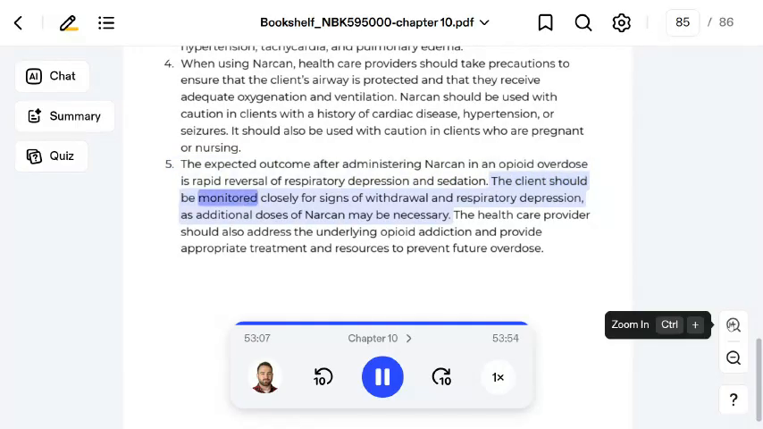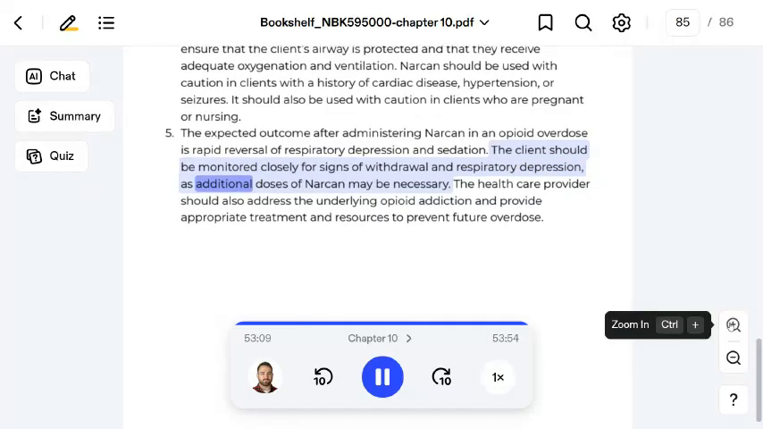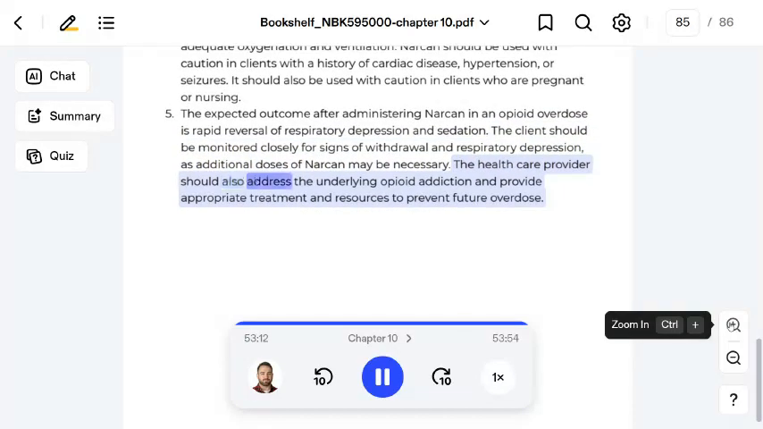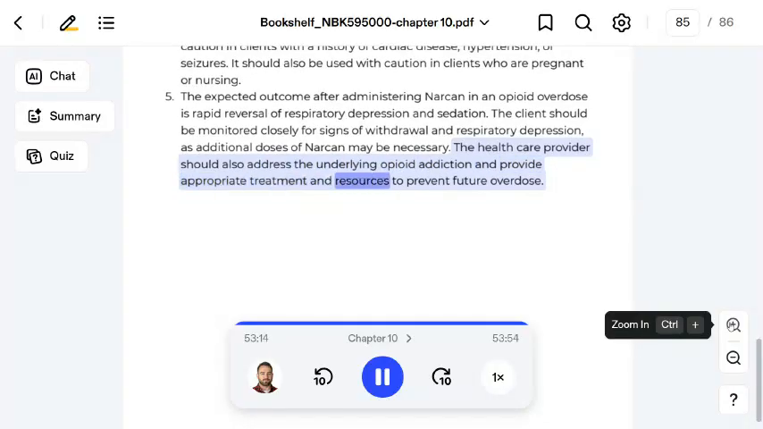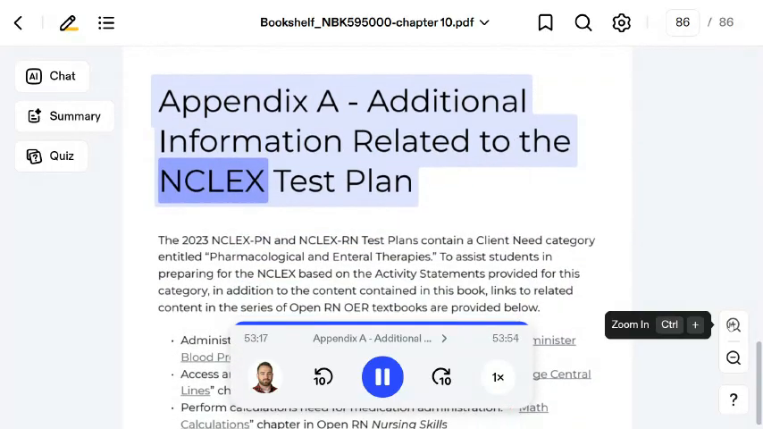The client should be monitored closely for signs of withdrawal and respiratory depression, as additional doses of Narcan may be necessary. The healthcare provider should also address the underlying opioid addiction and provide appropriate treatment and resources to prevent future overdose. Appendix A. Additional information related to the NCLEX test plan.